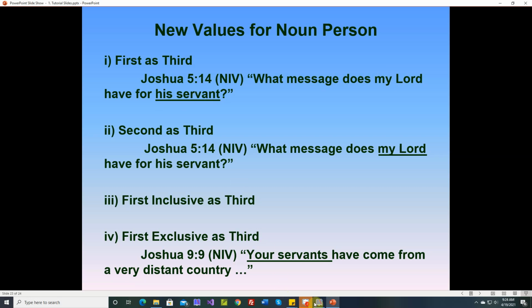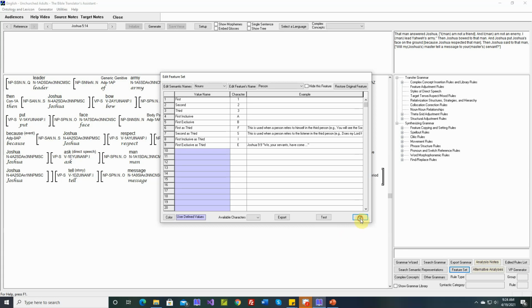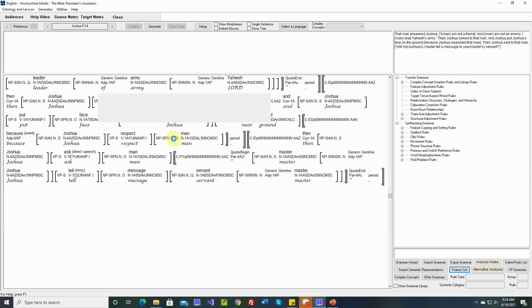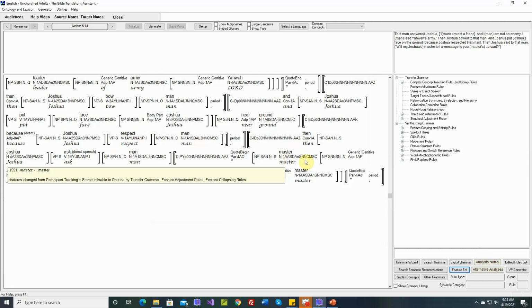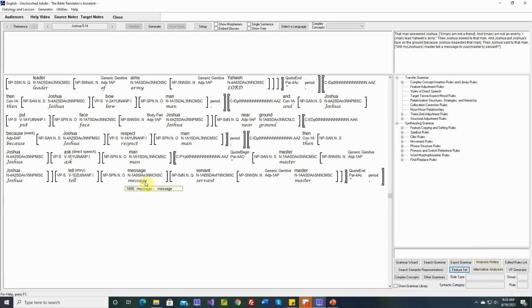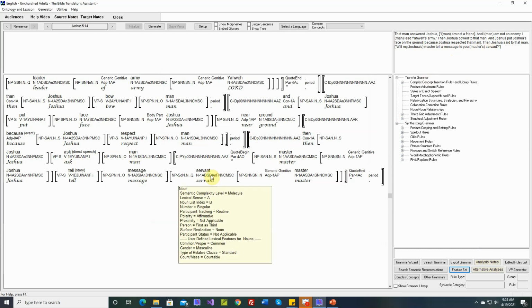And you can see that here. Here we are at Joshua 5:14, the last sentence. Then Joshua asked that man, my master, we say, "Will my master tell a message to your servant?" Servant here is actually Joshua. So we tag the person as first as third. Joshua is referring to himself in the third person.